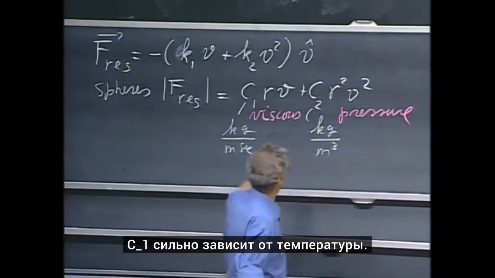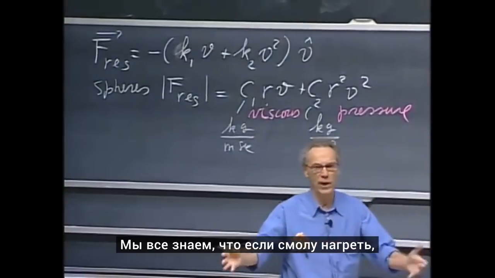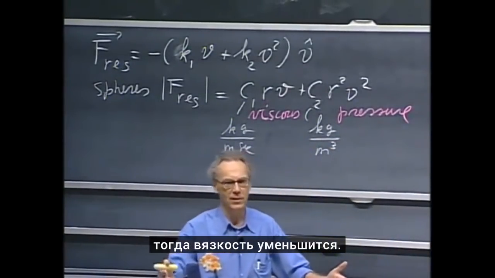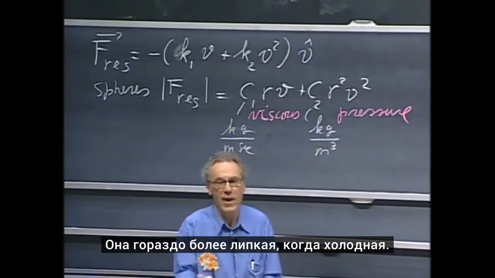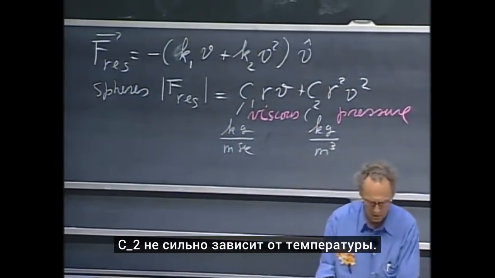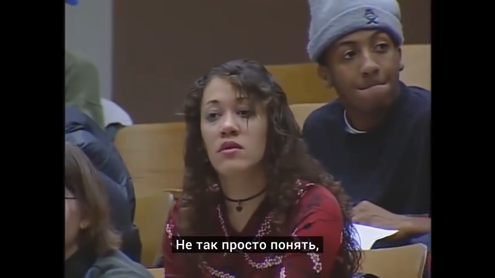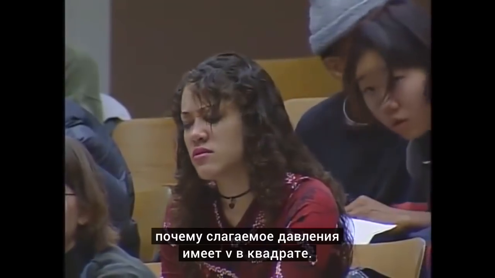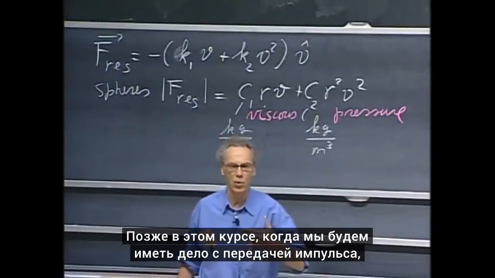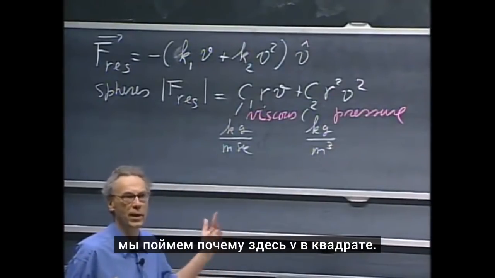The C1 is a strong function of temperature. We all know that if you take tar and you heat it, the viscosity goes down. It is way more sticky when it is cold. C2 is not very dependent on the temperature. It's not so easy to see why this pressure term here has a V square. Later in the course, when we deal with transfer of momentum, we will understand why there is a V square term there.